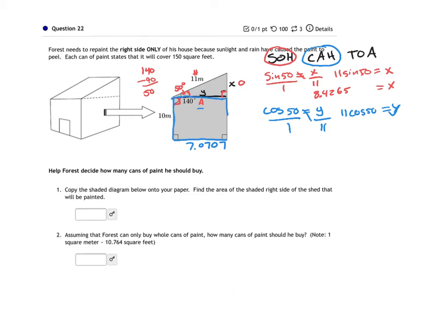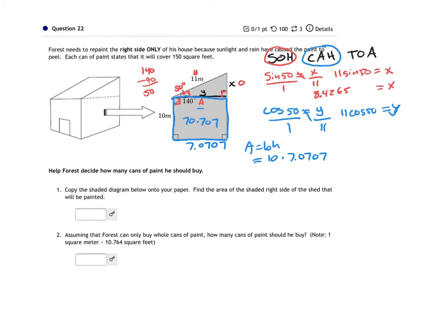So, to find the area, I'm going to find the area of the rectangle first. Area of the rectangle is equal to base times height, so that's going to be 10 times 7.0707. When I do that, move the decimal place, let me back up here just a second, 70.707.